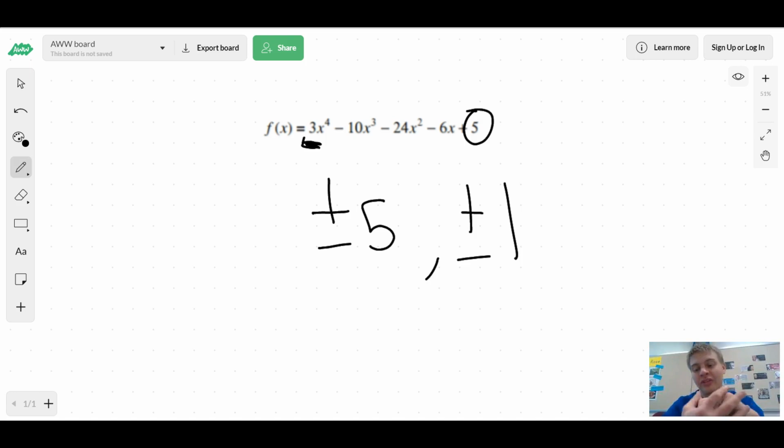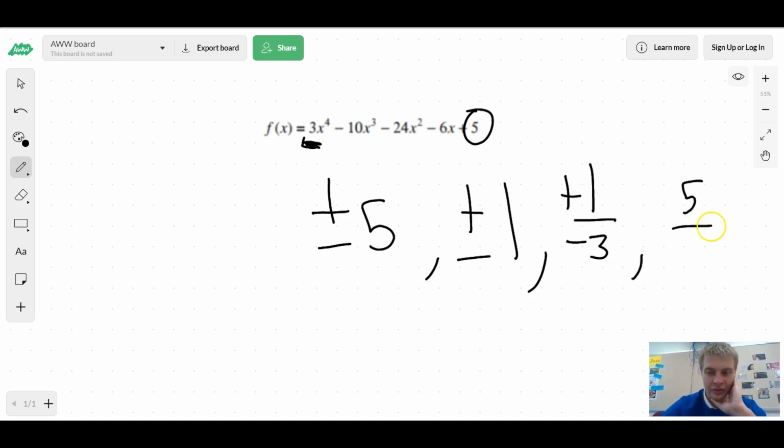So for the test and for all the stuff leading up to the test, most of the examples we got didn't have a number in front of there. Because this one has a number in front of there, there are also a couple more roots that you could possibly get. You take these roots and you divide them by the number in front. That also will work. So 1/3 would work, or 5/3 would work. And again, it would be plus or minus.